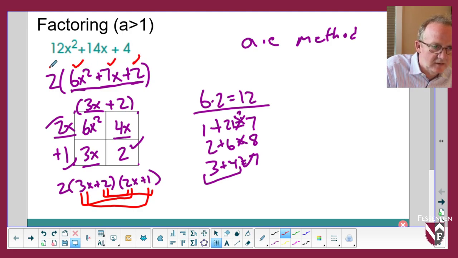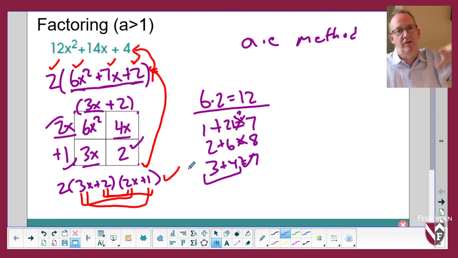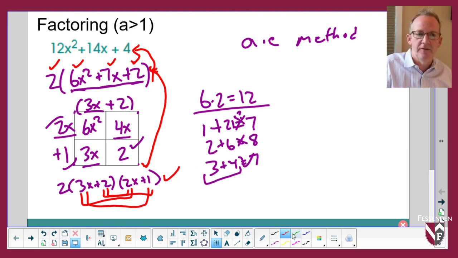Yes, yes, yes. So there's our answer. This here is equivalent to this here and equivalent to this here. They are all the same. This is called factored form. It's going to be really useful later on when we're trying to solve quadratics to be able to get to factored form. Okay?